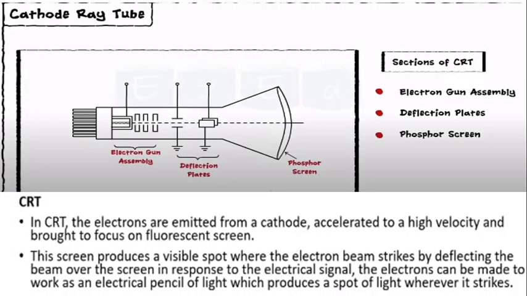Now CRT, cathode ray tube, consists of an electron gun assembly, deflection plates and a phosphor screen. In the figure, that is the electron gun assembly, the horizontal and vertical deflection plates, and the phosphor screen. These are the sections of the CRT. The entire CRT is enclosed in an evacuated glass envelope. It consists of three main parts as shown in the figure.